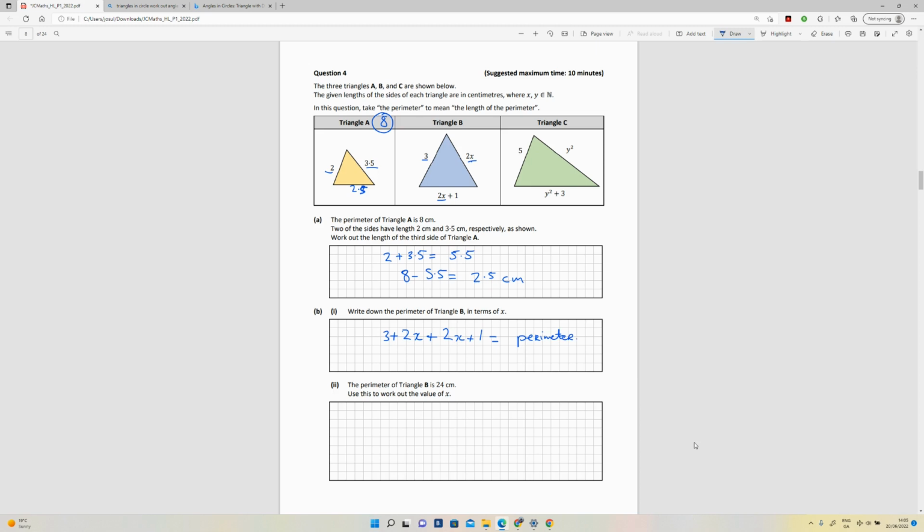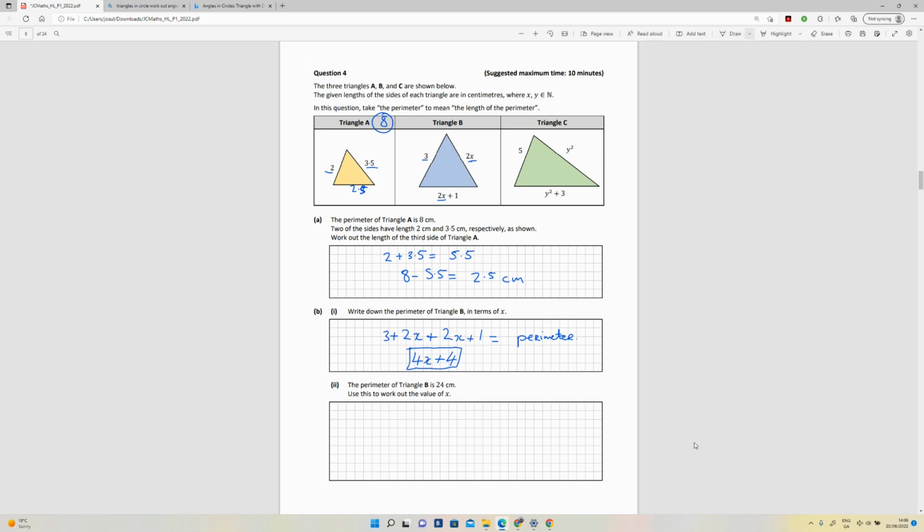If I simplify that, then I can put the two x's together, and the 3 and the 1 go together. So I've got 4x plus 4. So that's as far as I can take it, because I can't solve for x or anything like that, because I don't know at this stage what the perimeter is. So that's my answer for the next part.